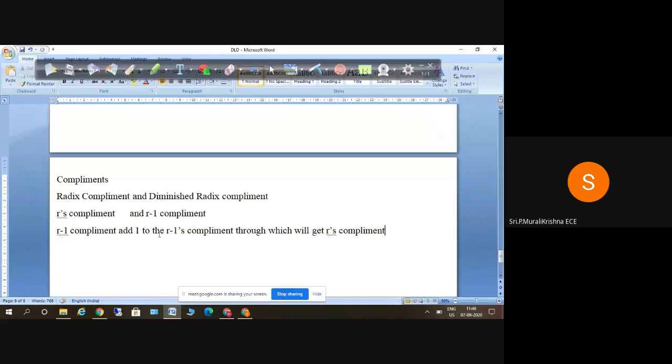This will reduce the cost of the circuit, and reduce the complexity of the circuit also. That is the main purpose here: to reduce the complexity and the cost of the circuit. We have found an alternative, which is called the complement method. Instead of using subtraction, we'll go for the complement method.